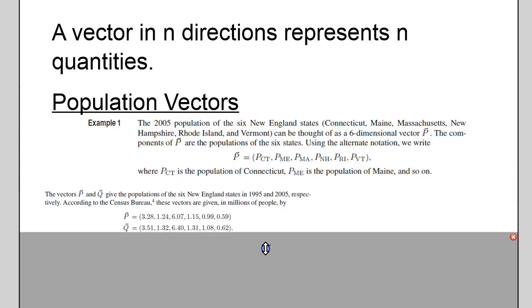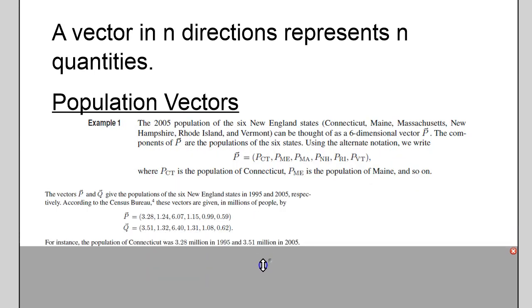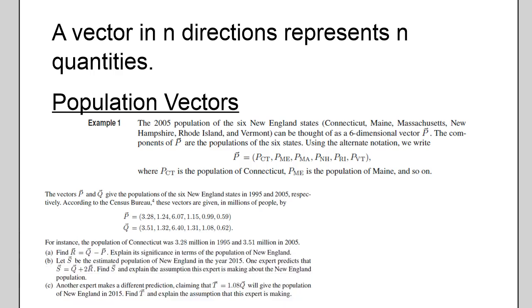In this case, this is in the concept of population. And in population, we have the population for 6 New England states. And here are the 6 states. And the values of the population will be going into the place of these vectors. In this case, this is a value for the 6 states in 1995. And this is a value for the population in the states in 2005.